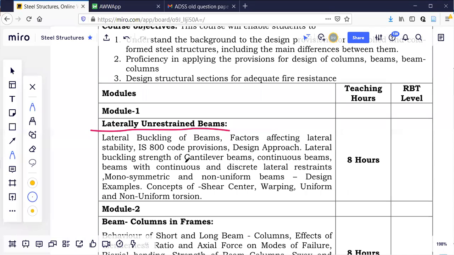Usually, what is the normal procedure that we follow here? Sometimes the syllabus will not be clear, and how much depth I should go into will not be clear. At that time we go back to old papers, meaning papers of the same subject, and see which problems they have solved. For example, they say shear center here. Even though towards the end they have written something like concepts of shear center, warping, uniform and non-uniform torsion, if you see the question paper here, there is a problem directly on shear center only.